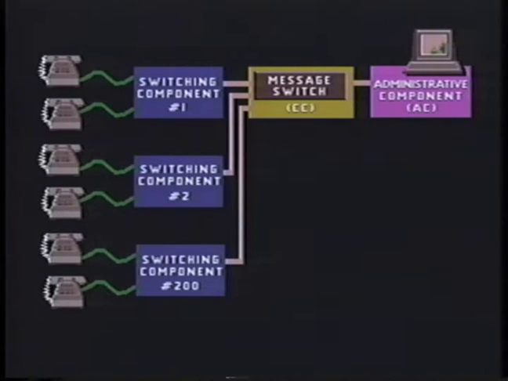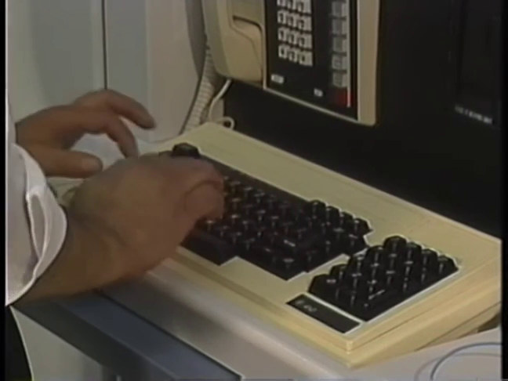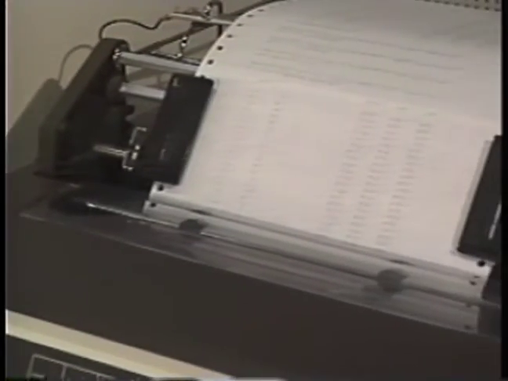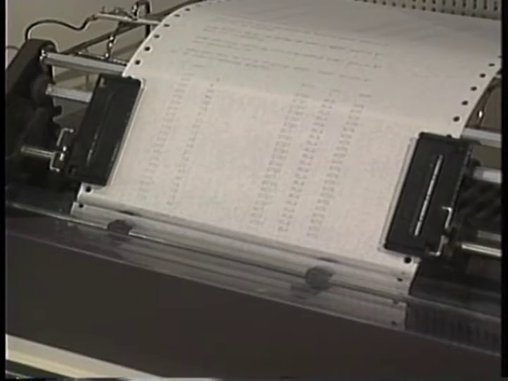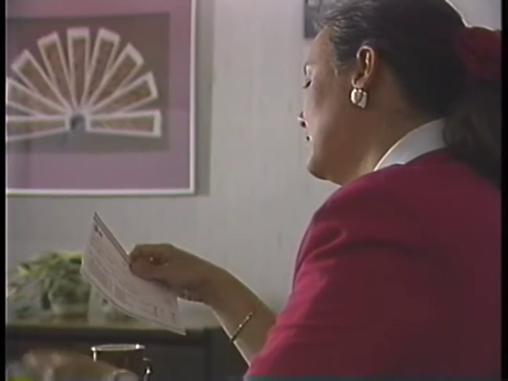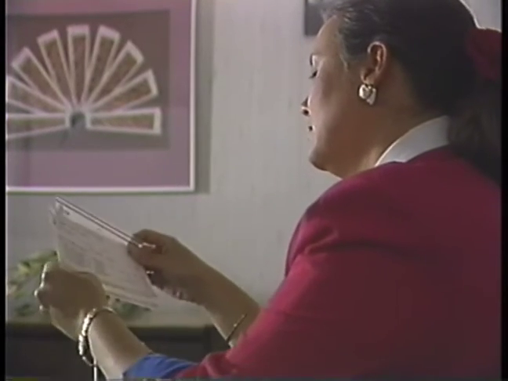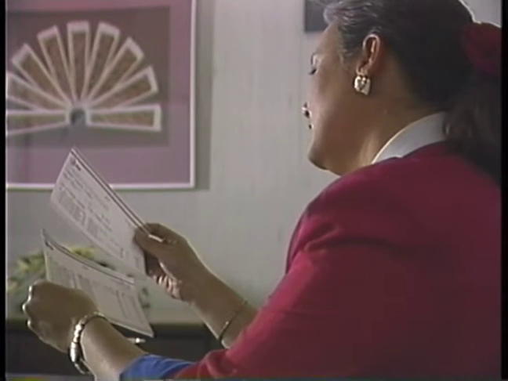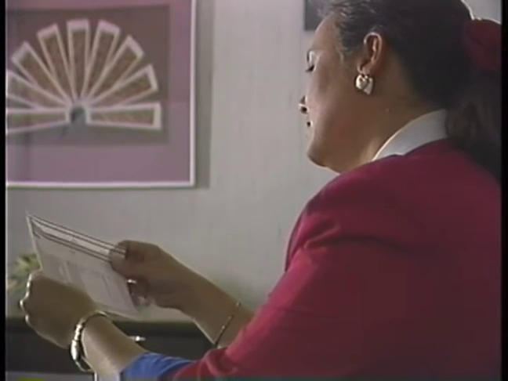The main processor is called the administrative component, or AC. The administrative component controls the entire switching system. It uses the programs stored in its main memory. Administrative functions include making routing decisions and performing system maintenance. Other administrative functions pertain to individual lines, such as special customer services and billing.